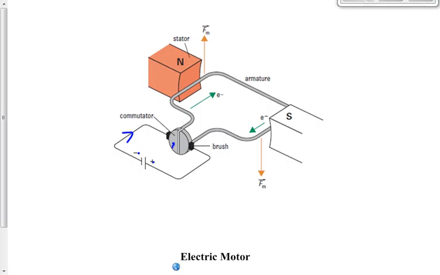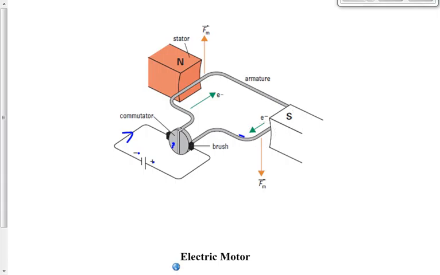This brush is not connected to the commutator, but it's touching the commutator. So it will allow electrons to flow through the brush to the commutator. The commutator is free to move. It's like my hand on the wall. It's free to move around. It's attached to the armature, this loop of wire that goes around like this. So if the armature moves, then the commutator will move with it.